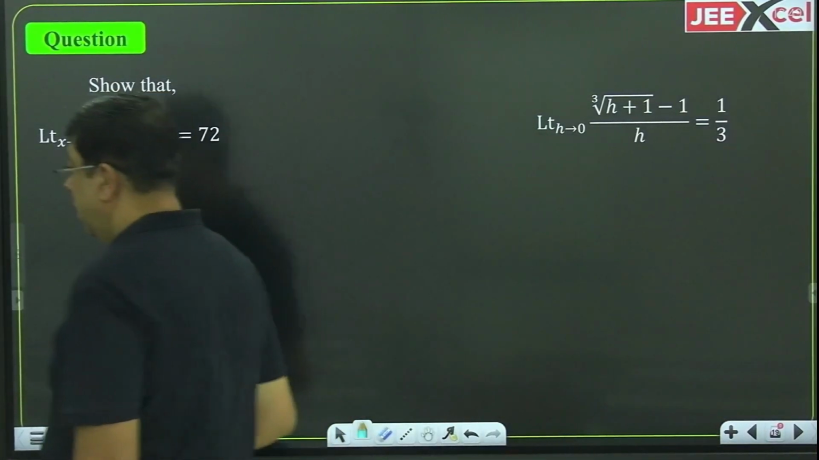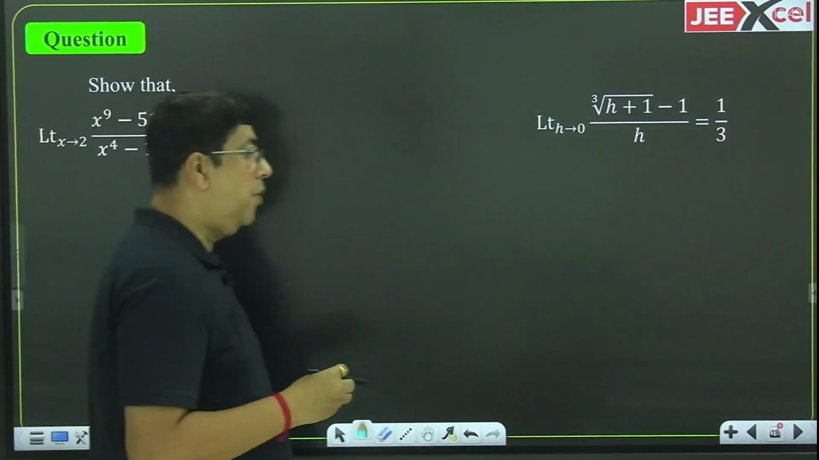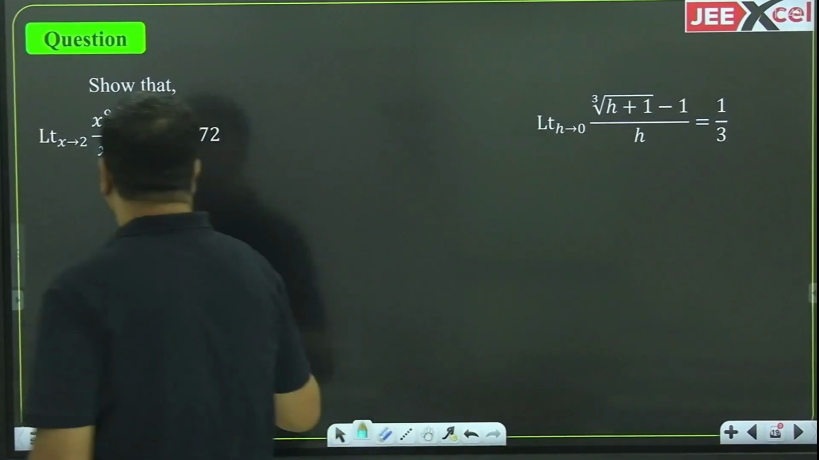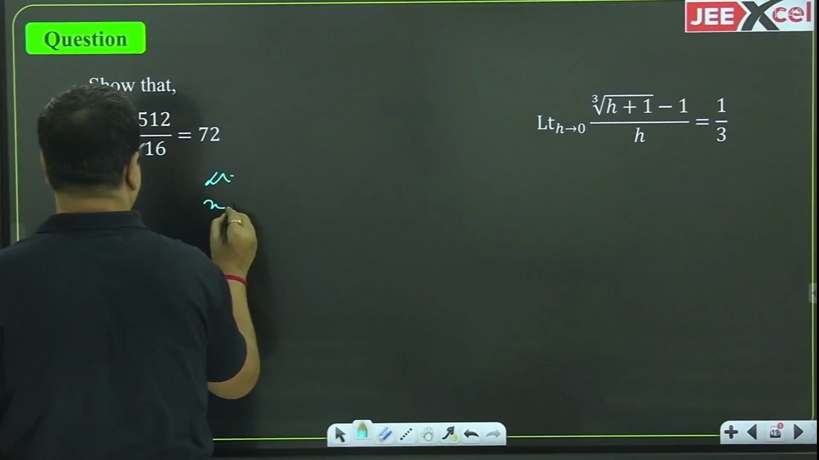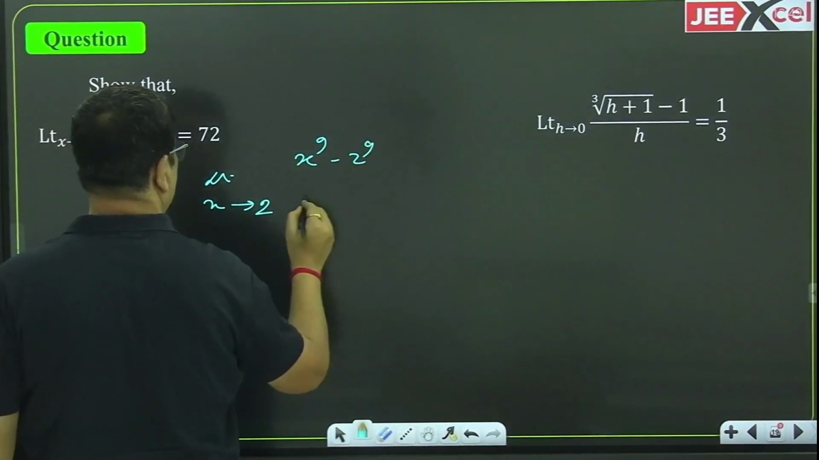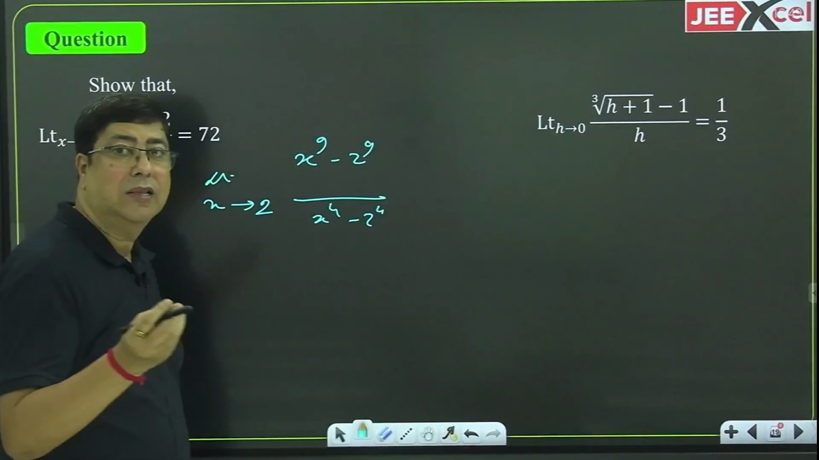Show that limit x tends to 2, (x to the power 9 minus 512) by (x to the power 4 minus 16). So what to do here? Let's see. Here we have to apply the separate limit. Limit x tends to 2, (x to the power 9 minus 2 to the power 9) by (x to the power 4 minus 2 to the power 4).